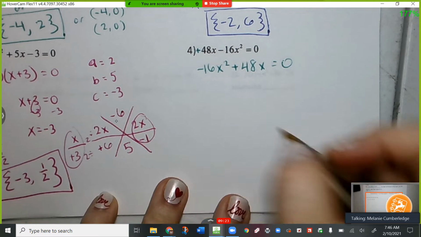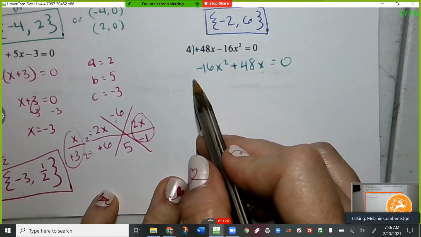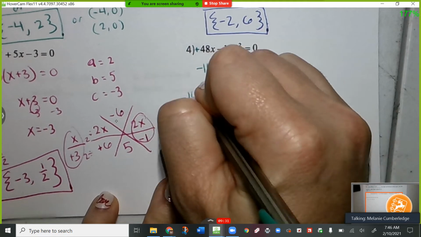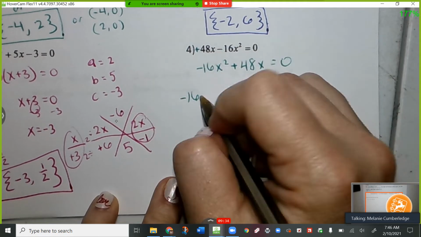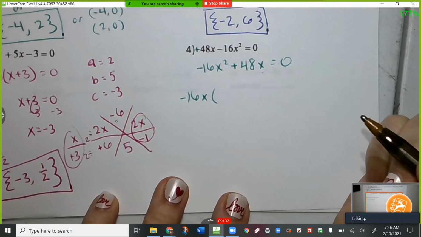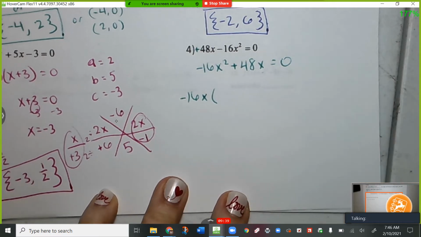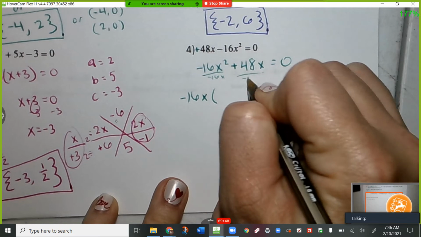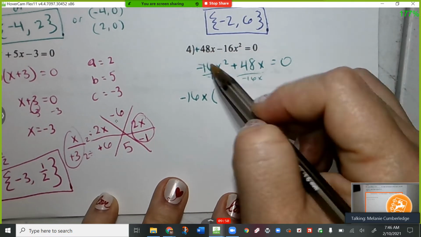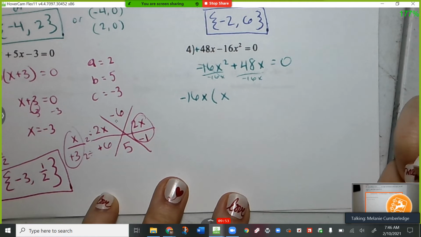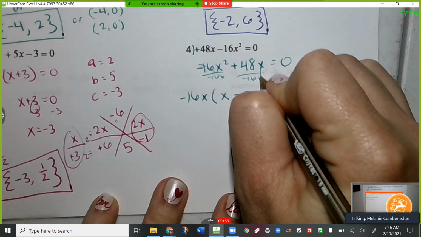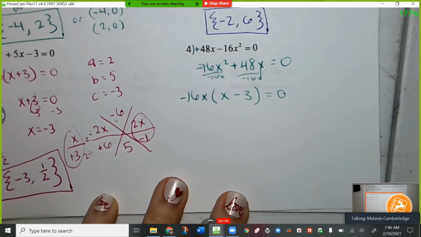Okay, so if we take out, I also want you to realize you have a negative at the front. That means we have to take that negative out. Okay, so what else do they have in common? So we know they have negative 16 in common, but they both have at least one x. So when we take that out, we divide. So this negative 16's cancel, x squared over x just leaves me with 1x. 48 divided by negative 16 is going to be negative 3, and we took that x out. So there's my two factors.